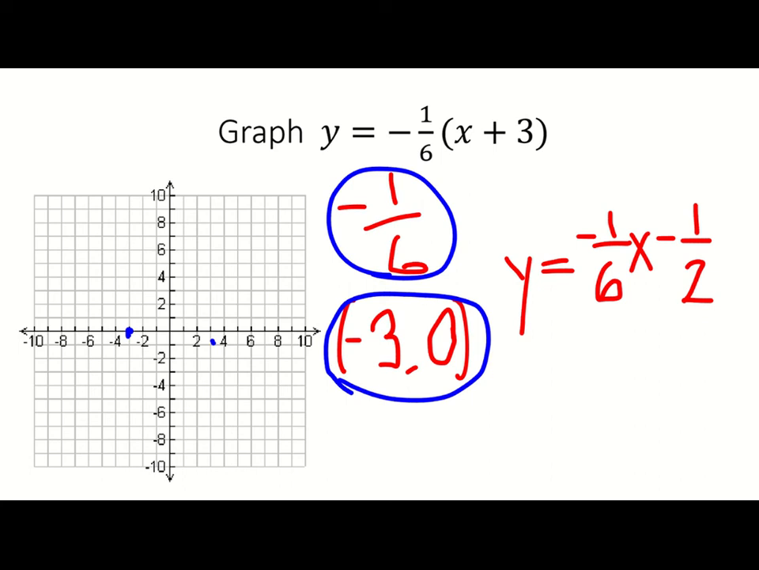This concludes our lesson on being able to use point-slope form and create a graph and convert to slope-intercept form.